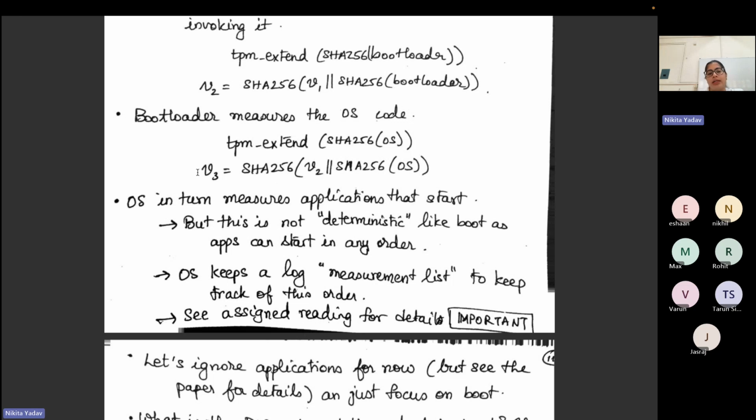And the OS in turn measures the applications that are going to start. If the OS starts, say, the Apache server, then it takes the hash of the Apache server and passes that to the TPM. If the OS then starts, say, the MySQL server, it takes the hash of that MySQL server and passes it to the TPM in a similar manner. And the TPM just keeps appending and computing the SHA-256.